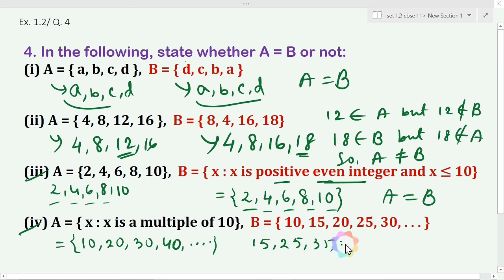There are other numbers which belong to B but do not belong to A. So we can say in this case A does not equal B.